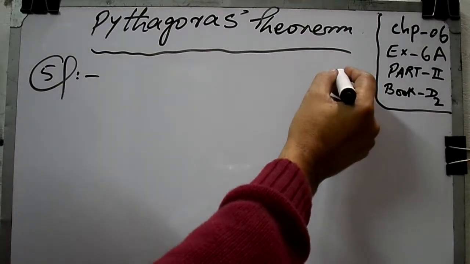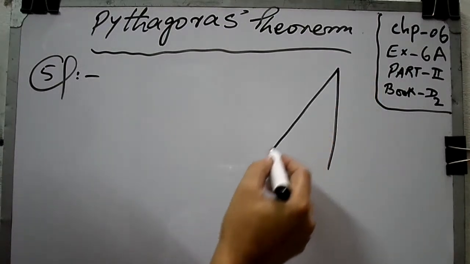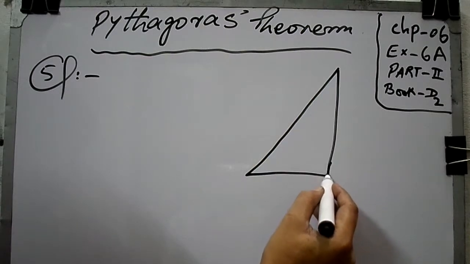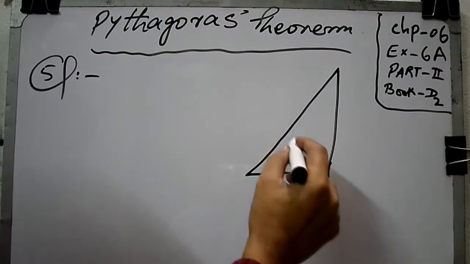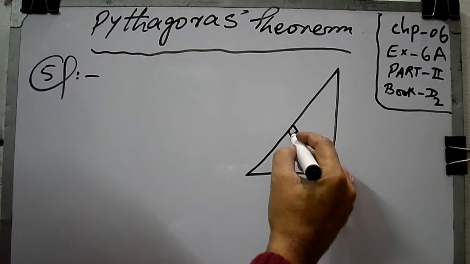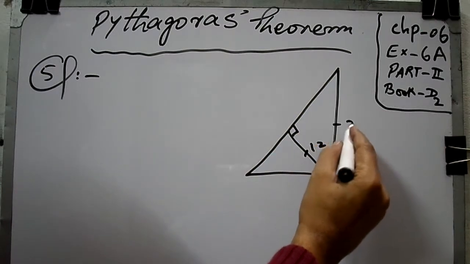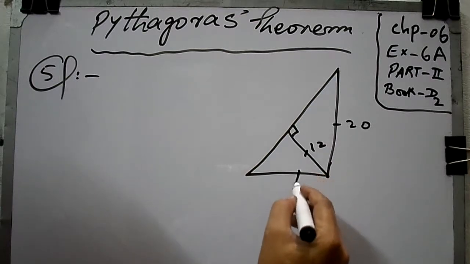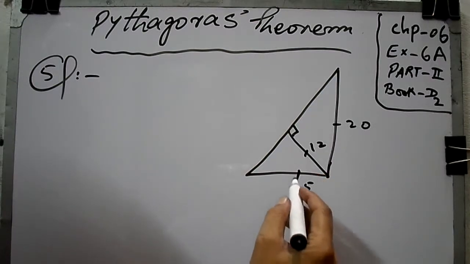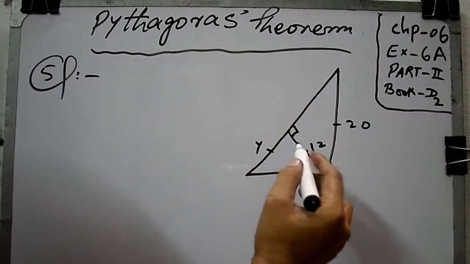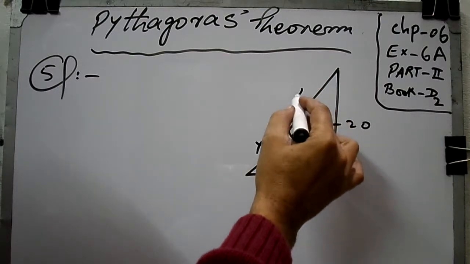You can see this diagram is given to you in your textbook. This one is a 90 degree angle, so this side is 12, that one is 20, and this one is 15, and we have to find the value of y, and also the value of x.